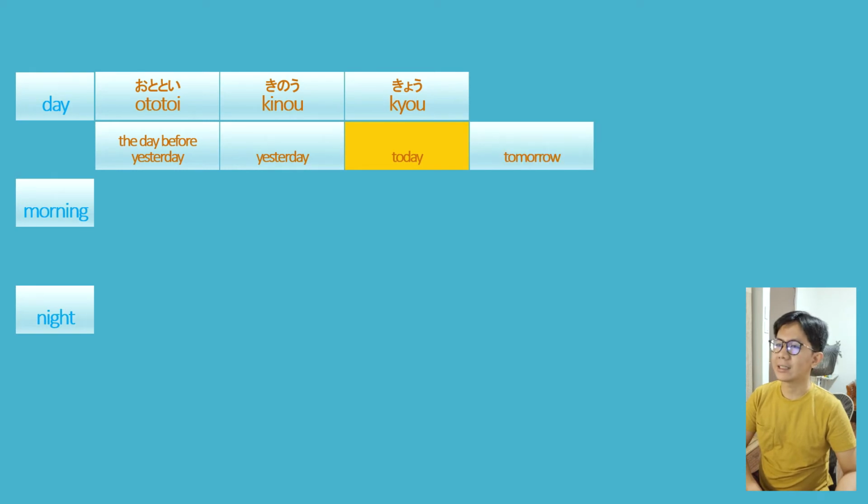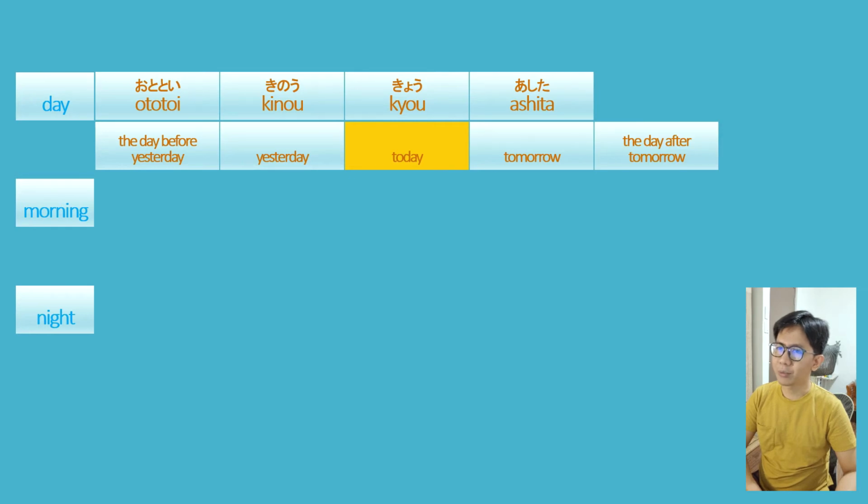Tomorrow naman is ashita. The day after tomorrow is asatte. Okay? So, si today is kyo. Si yesterday is kino. The day before yesterday is ototoy. Ashita is tomorrow. Asatte is the day after tomorrow. Okay? How about this morning?